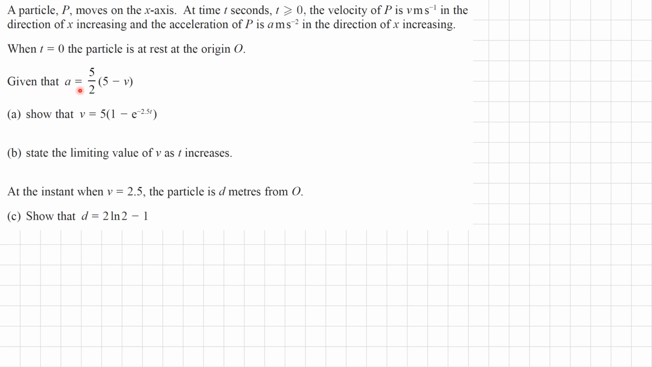Given that a is equal to 5 over 2 times (5 minus v), part A, show that v is equal to 5 times (1 minus e to the power negative 2.5t).